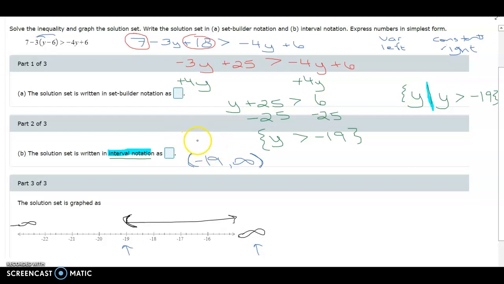So I hope you find this helpful video. Solve it, set notation. I would graph it on your own paper first to do interval notation, and then you can use the tools to graph it on the homework.